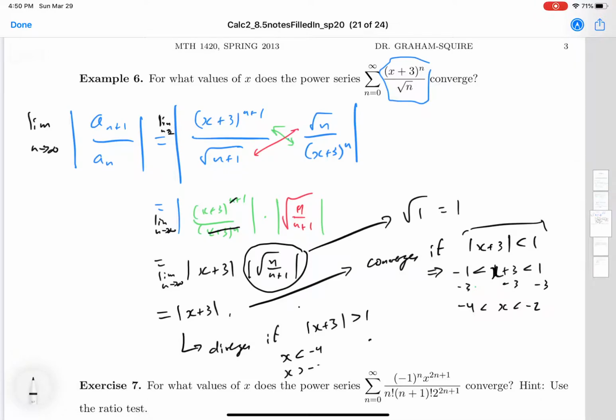And when x is greater than -2. Now there's one last question though. What happens when x equals -4 or when x equals -2? And there's a term for this. We need to check the endpoints.